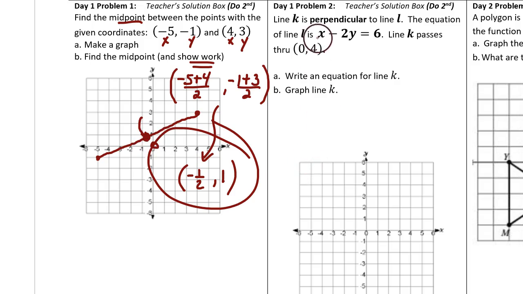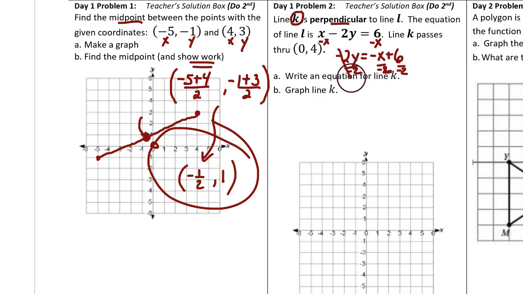Now, day one, problem 2, we're told line K is perpendicular to line L, and we're given the equation of line L. So from the equation of L, what we can figure out is the slope of our line K. To do that, let's first change the equation into slope-intercept form. Subtract the x from both sides. That makes -2y equals -x and the +6. Then divide both sides by the -2 in order to get the letter y alone.